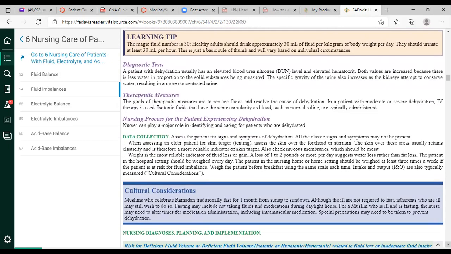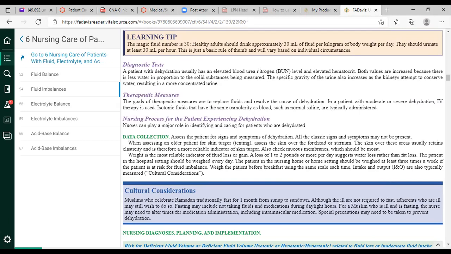And diagnosis, it talks about how to diagnose dehydration. There are lab tests where we will check a patient's BUN. And the BUN is the blood urea nitrogen.